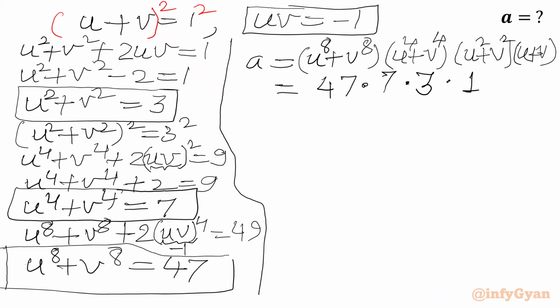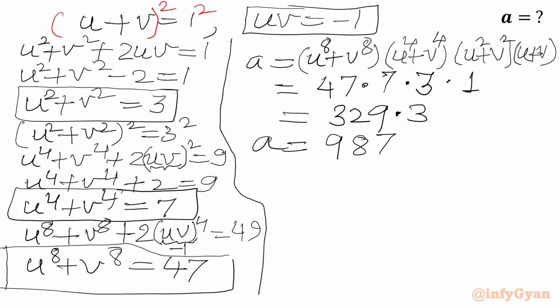So we have to multiply all the numbers. We are going to get 47 times 7 is 329, times 3 times 1 is 3. So 329 times 3, we are going to get 987. So our final answer, the value of integer A is 987.